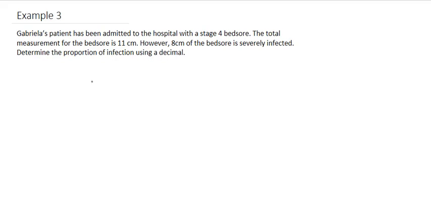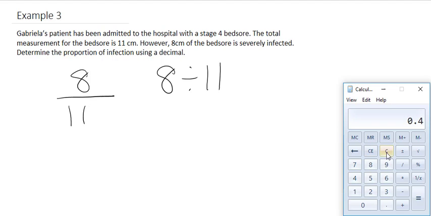We put the 8 on the top because 8 of it is severely infected. And then the 11 is the total measurement of the bed sore. So what we're saying is we're going 8 divided by 11 to get us our decimal. So let's enter this into our calculator. 8 divided by 11 is equal to 0.727272, and keeps going. So we have 2 repeating numbers, the 7 and the 2.